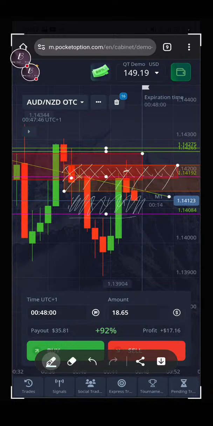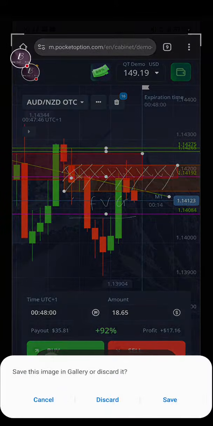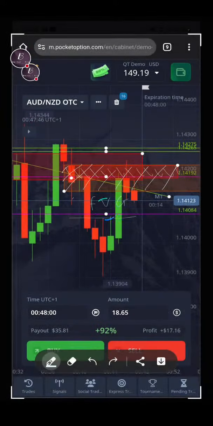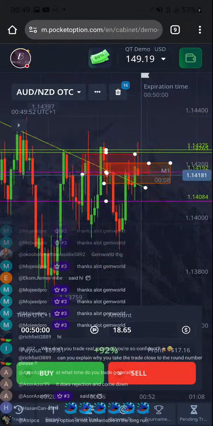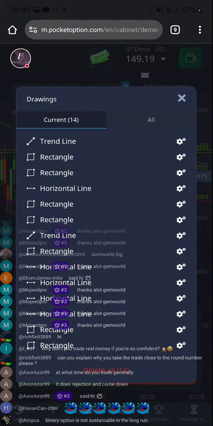Now, if you don't see your setup, you don't take the trade. It's as simple as that. You get the gist. That's how we take our trades.